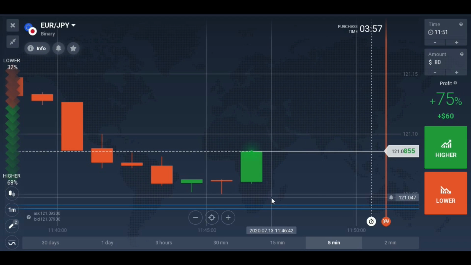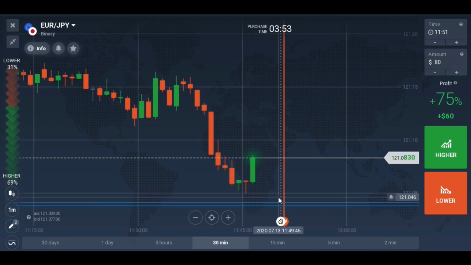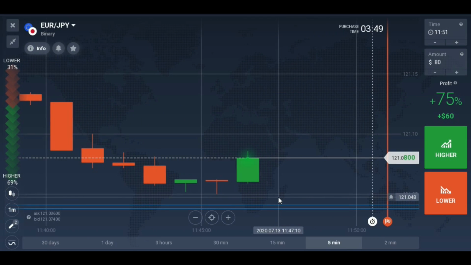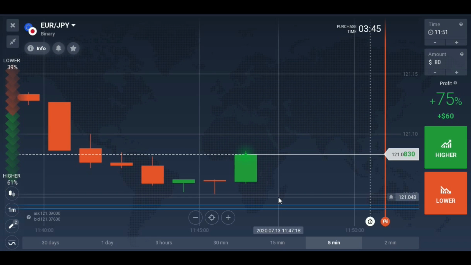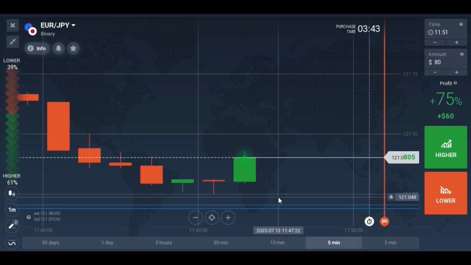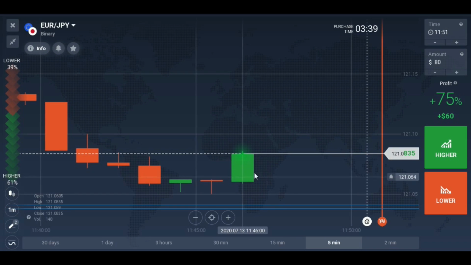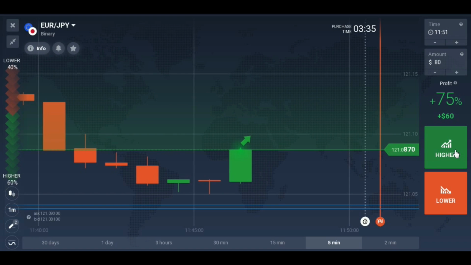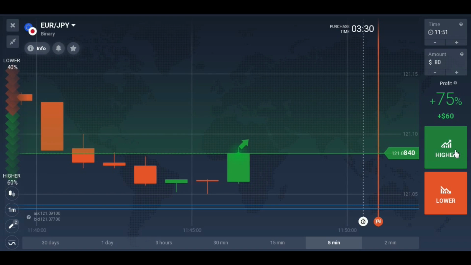So as you can see, okay, it's a good candlestick pattern, and let's wait. Okay, the volume is good, and I will surely place the trade with this candlestick pattern.